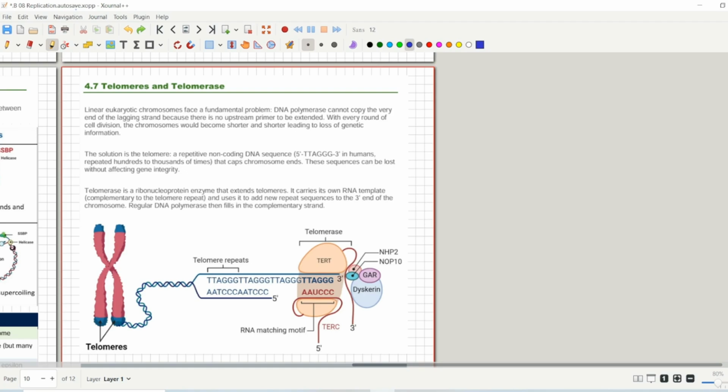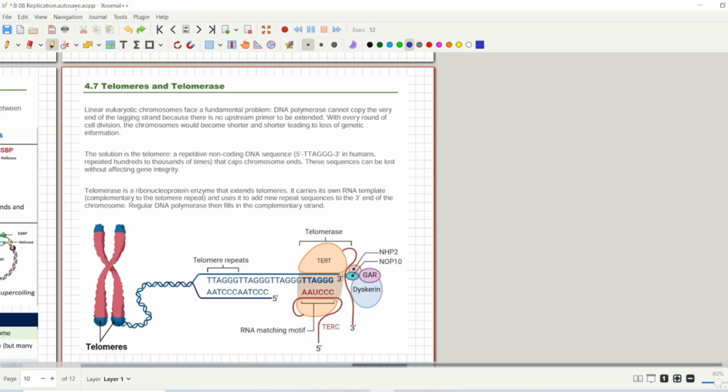So what is a telomere? A telomere is a repeating DNA sequence, right? And it is really repetitive, and it is TTAGGG in humans, and it is repeated hundreds to thousands of times, and it actually stops the DNA chromosome at one end.